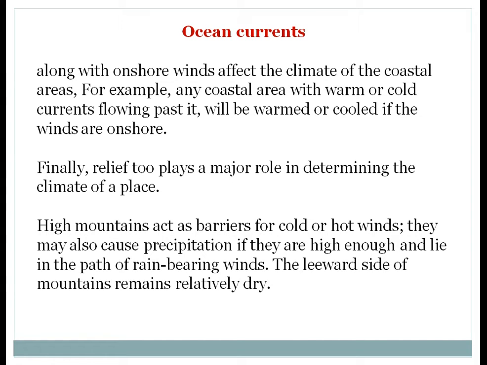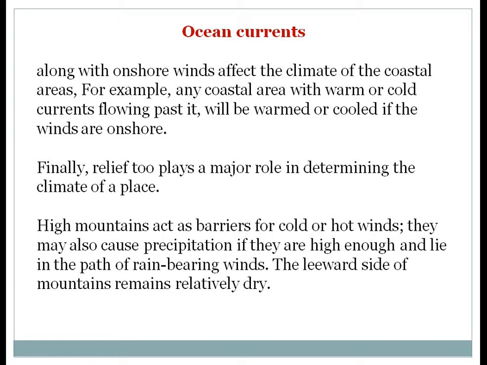Next, ocean currents. So what are ocean currents? Already you know about that from my explanatory video. Already we had seen it in a very detailed one. I am not going into the detail. This slide is focusing on ocean currents. Along with the onshore wind, they affect the climate of the coastal area. For example, any coastal area with a warm or a cold current flowing past it will be warmed or cooled if the winds are onshore.